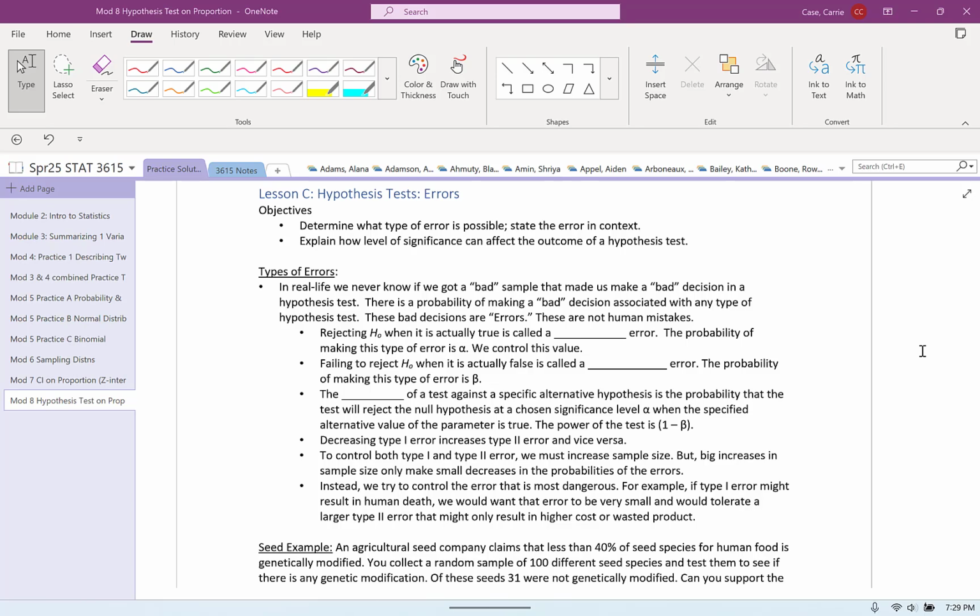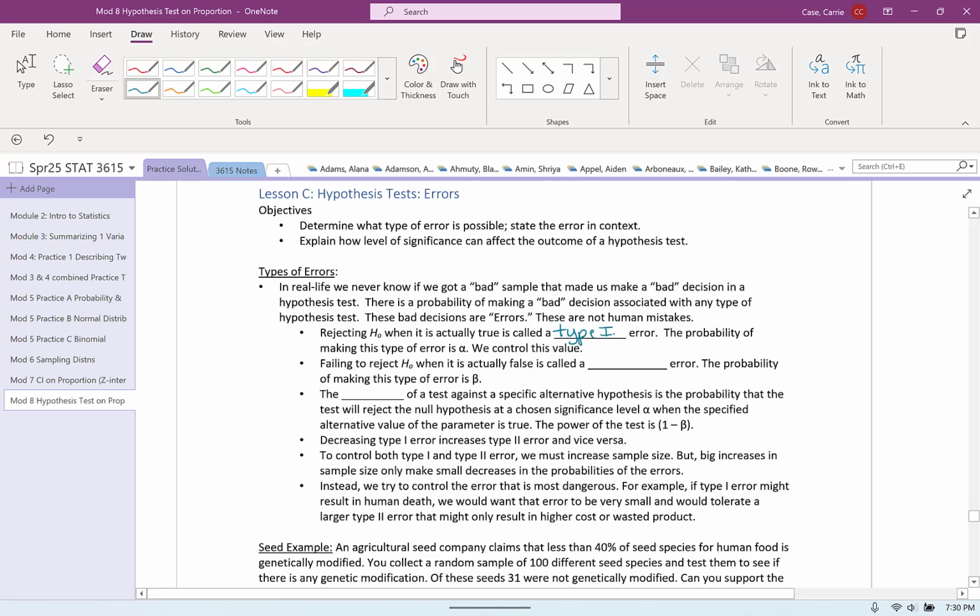In real life, we never know if we got a bad sample that made us make a bad decision in a hypothesis test. There's a probability of making a bad decision associated with any type of hypothesis test. These bad decisions are called errors, and they are not human mistakes. Rejecting the null hypothesis when it's actually true is called a type 1 error.